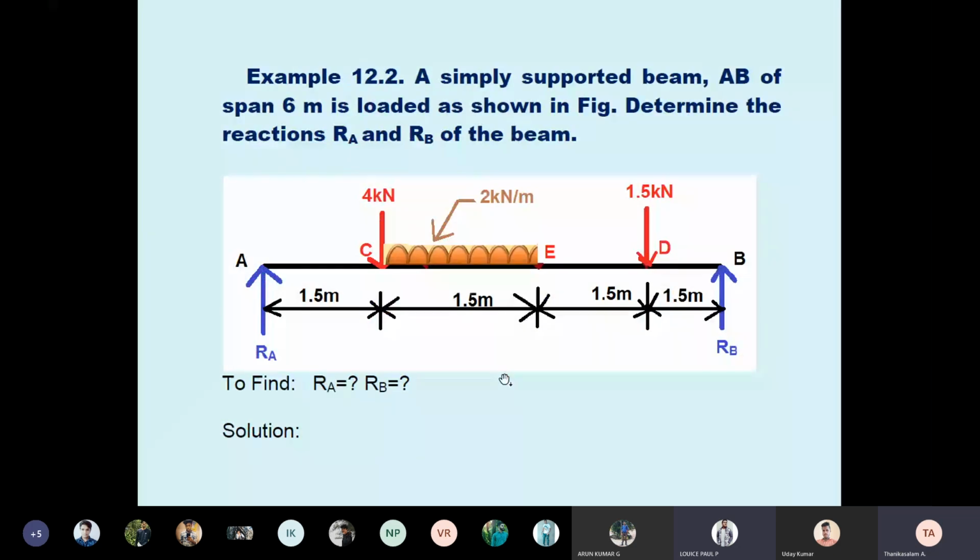Can you read it? Okay. Uday Kumar, can you read the question? Read it. Louis, yes, read it, sir. Luis Parra.